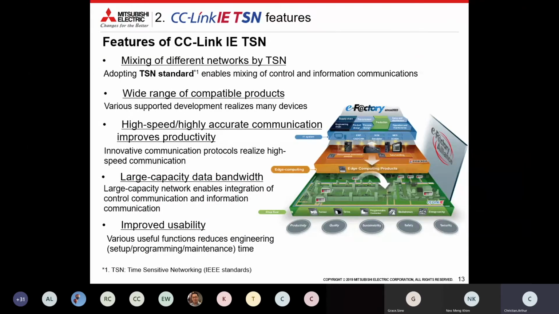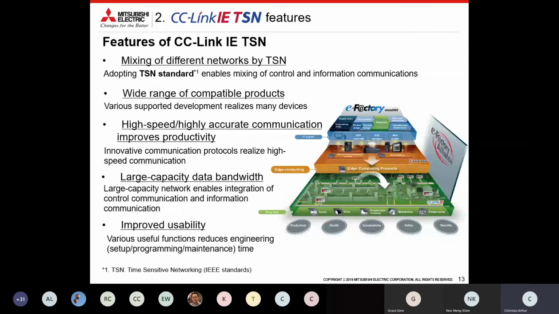So the next one is talking about the features. There are a few points that we would like to highlight. Of course, the first one is TSN technology. CC-Link IE TSN is able to mix different networks. Meaning you can have 2 networks in the same line or 3 networks or even more than 3. But of course, based on our development stage, we are able to communicate 3 communications in one single line. But in future, we would like to open up to 5 or 8 communications in one single line.